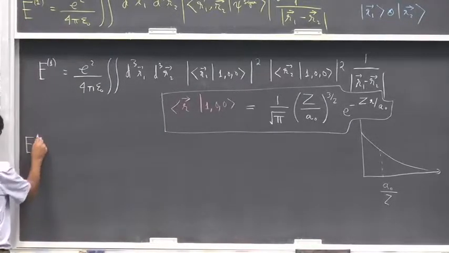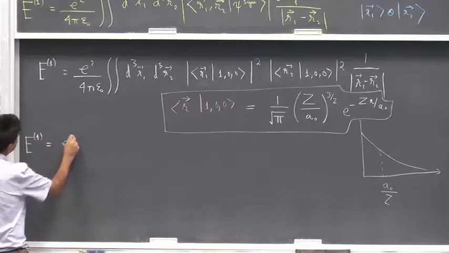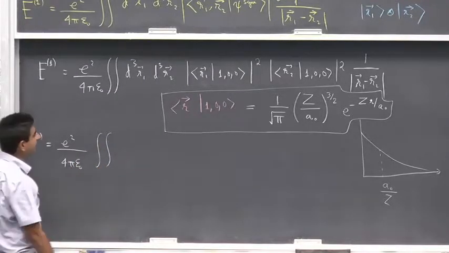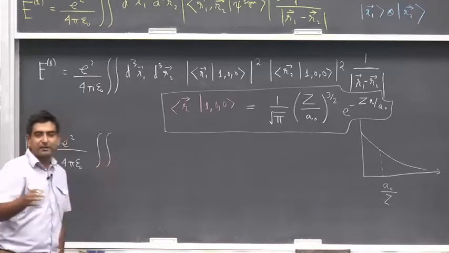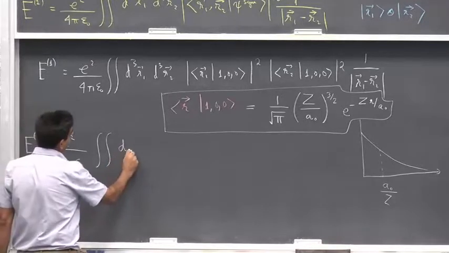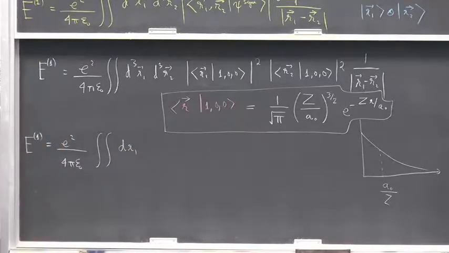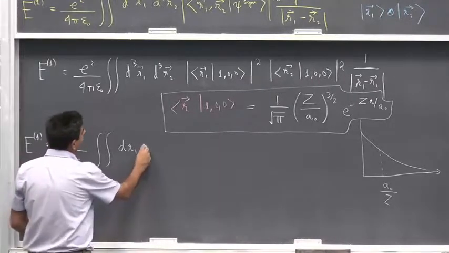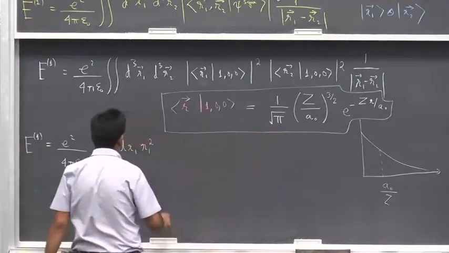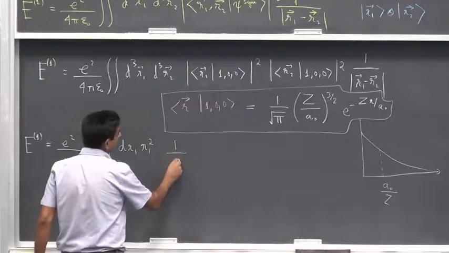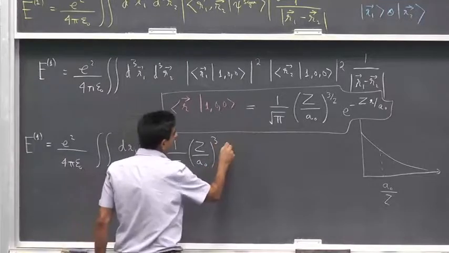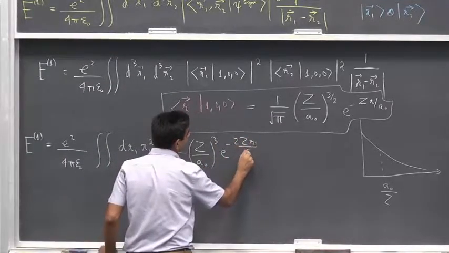So you have E1, e squared over 4 pi epsilon naught. Now I'm going to change the variables a little bit. So instead of R1 vector, I would like to write this in terms of the parameters r1, theta, and phi. So I write dr1 r1 squared, right? This thing squared, which is 1 over pi, Z over a naught cubed, this thing squared, e to the minus 2 Z r1 over a naught.